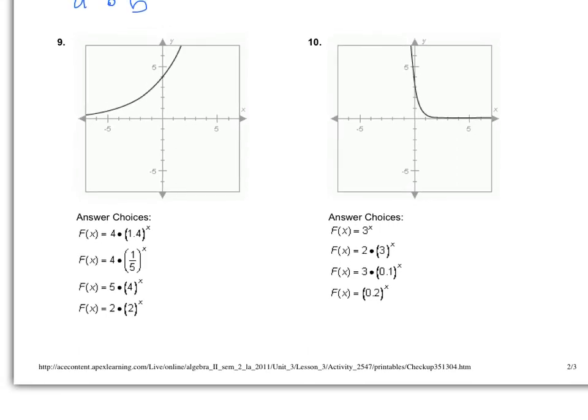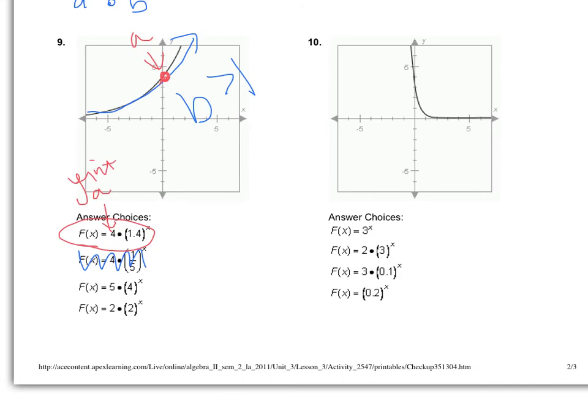Number 9. So again, we look at the fact that this is an increasing function. So that means that b has to be bigger than 1. So it cannot be 1 over 5. And we look at our y-intercept. Our y-intercept is here at positive 4. So that means that there has to be a 4 in our equation. So the answer is going to be f of x equals 4, because that's our a value. That's where our y-intercept is going to be, times 1.4 to the x.